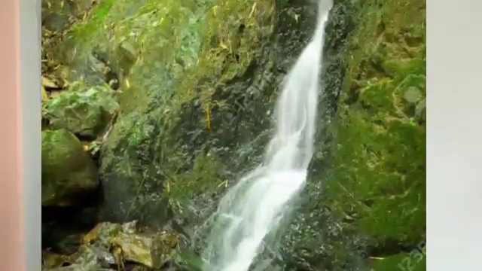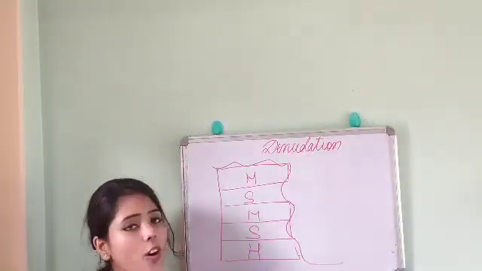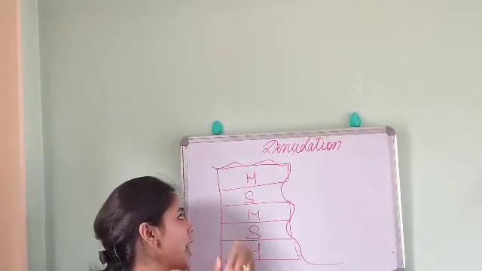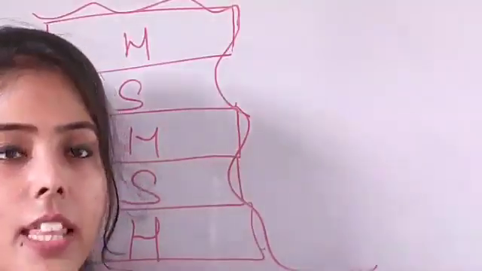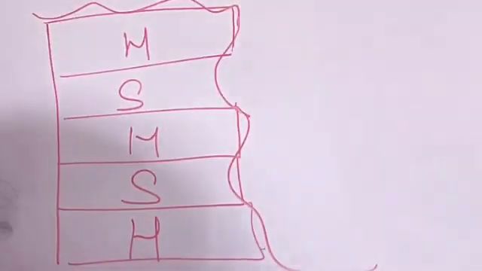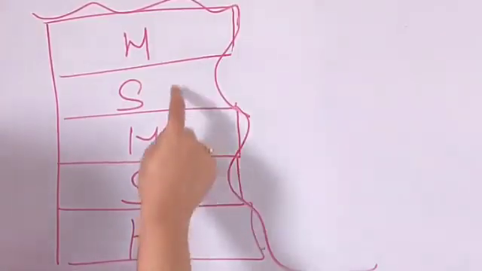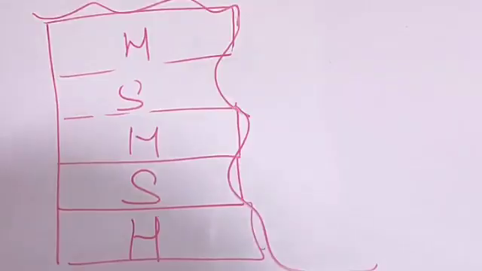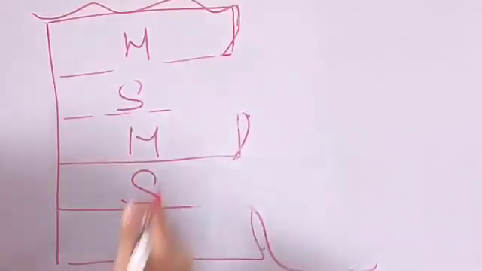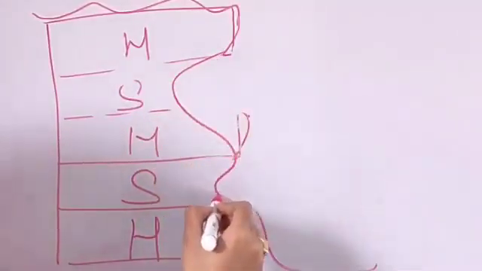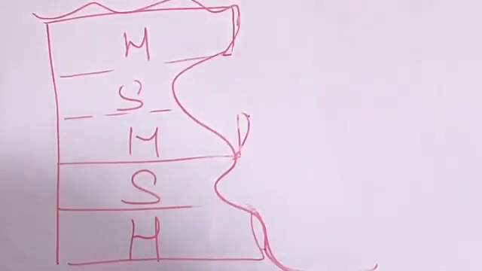Now what is a waterfall? If hard rock and soft rock are sequentially placed, then what will happen? The river will not be able to erode the hard rock, but it can easily erode the soft rock. So after a few years we can see that there will be complete erosion of the soft rock, but the hard rock will remain the same.